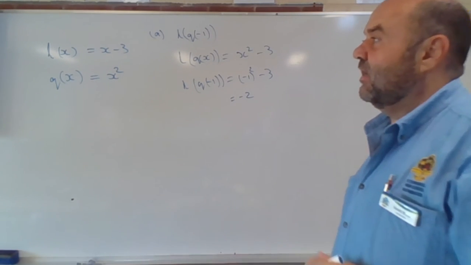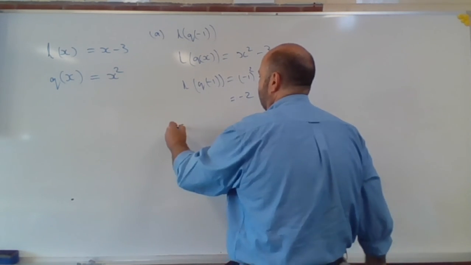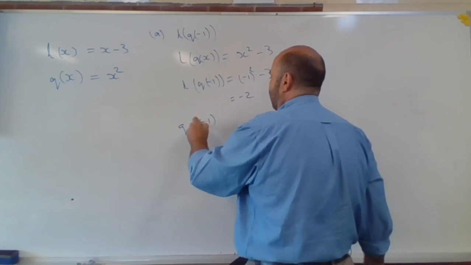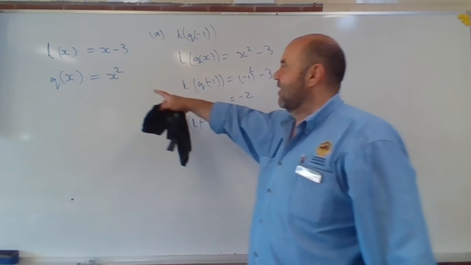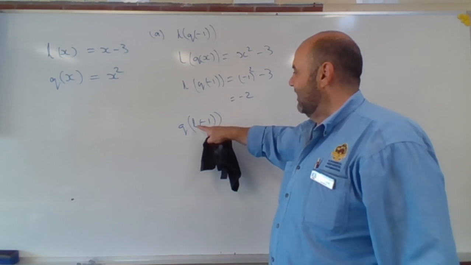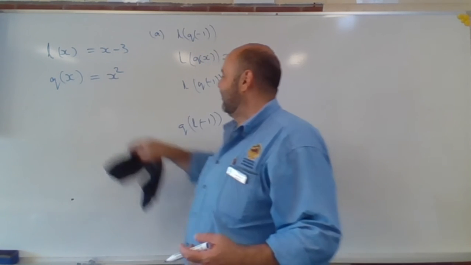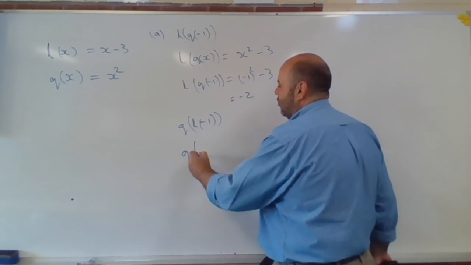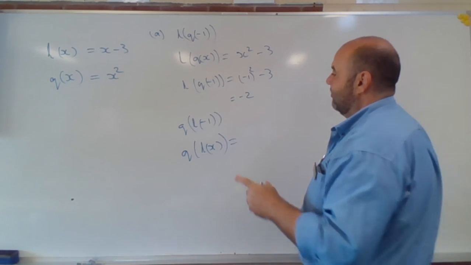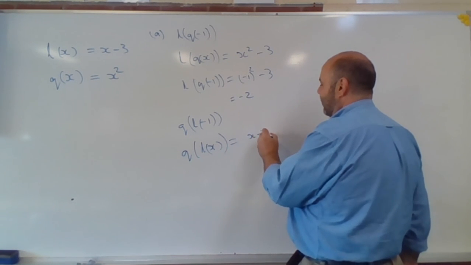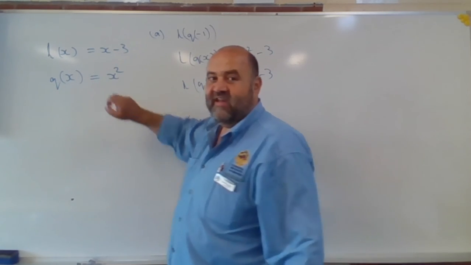Okay. Then it asks us to find Q of L of -1. Well, Q of x is x squared, but I've got to get Q of L of x. L of x is x minus 3. In other words, I'm substituting L of x in place of x when I consider Q of L of x. So Q of L of x is x minus 3 squared. I took L of x and I replaced x in here with that.